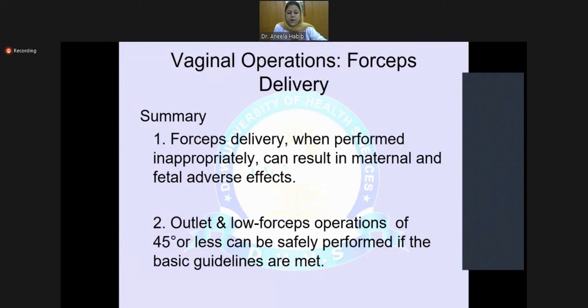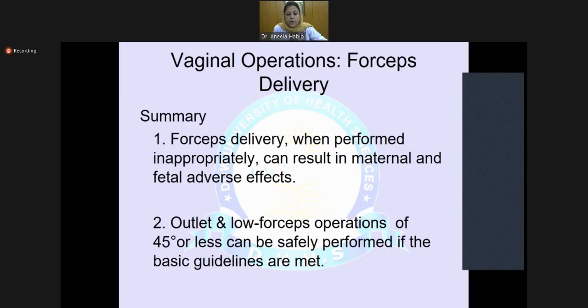So we have to have proper expert hands which know when to apply, how much traction, in what direction traction can be given, and how many times you need to apply, not more than 3, and gentle traction downward, forward, and upward with the anatomy of the genital tract. You need to give that traction in that manner, which can reduce the morbidities.